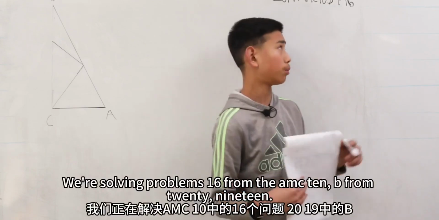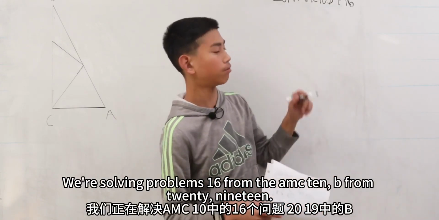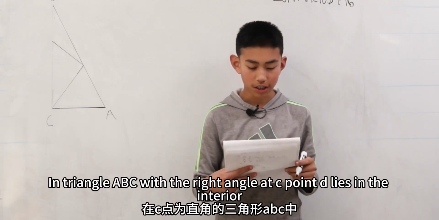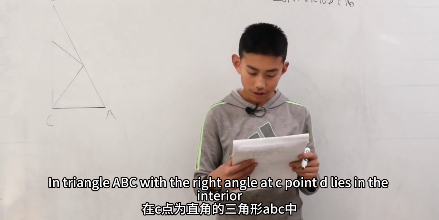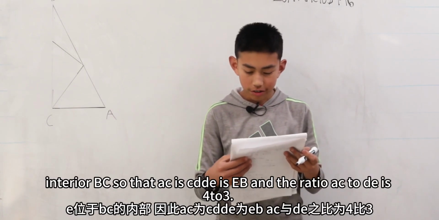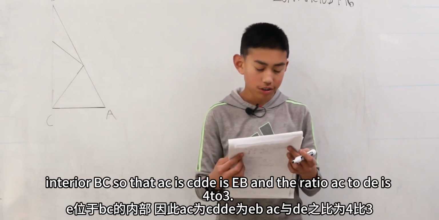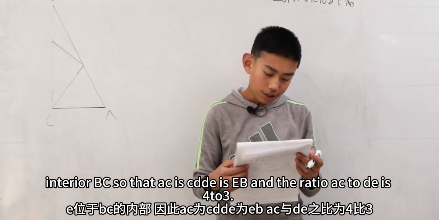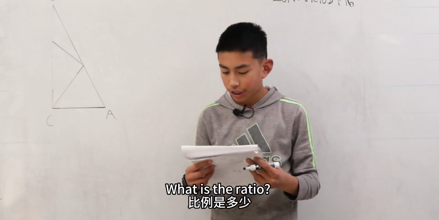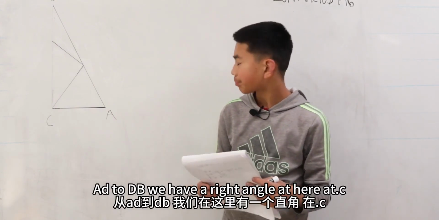We're solving problem 16 from the AMC 10B from 2019. In triangle ABC with the right angle at C, point D lies in the interior of AB and point E lies in the interior of BC, so that AC is CD, DE is EB, and the ratio AC to DE is 4:3. What is the ratio AD to DB?